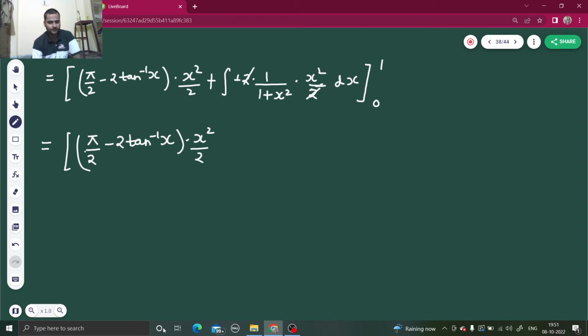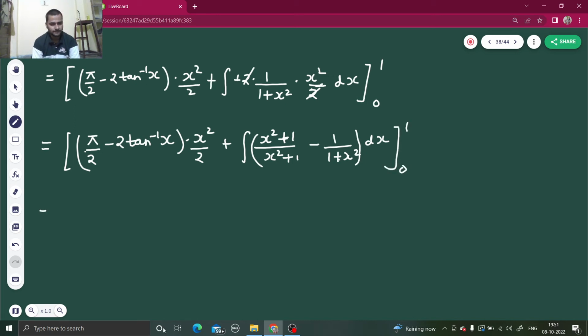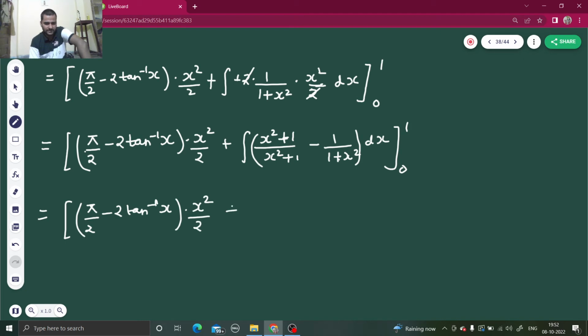Then you have plus x square divided by 1 plus x square, so you can write that as x square plus 1 minus 1, so x square plus 1 divided by x square plus 1, and that minus 1 divided by 1 plus x square. You can write like this also. Okay, goes from 0 to 1. So pi by 2 minus 2 tan inverse x, plus integration of 1 which will give you x, and integration of this will give you tan inverse x. Now start putting values.